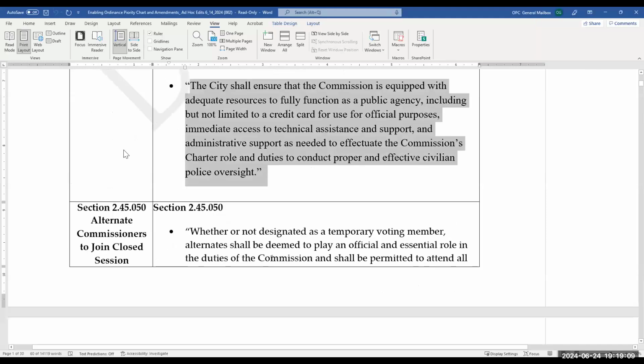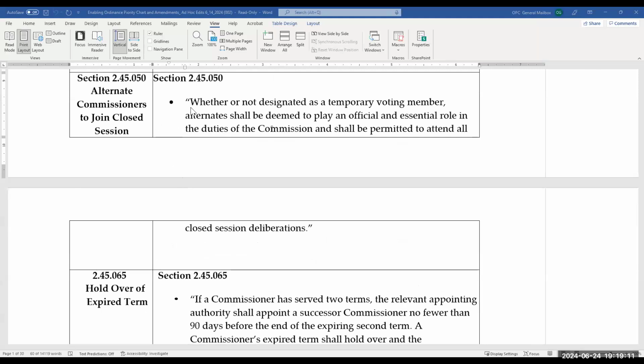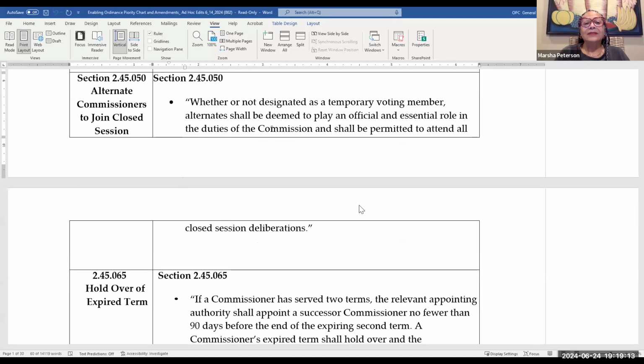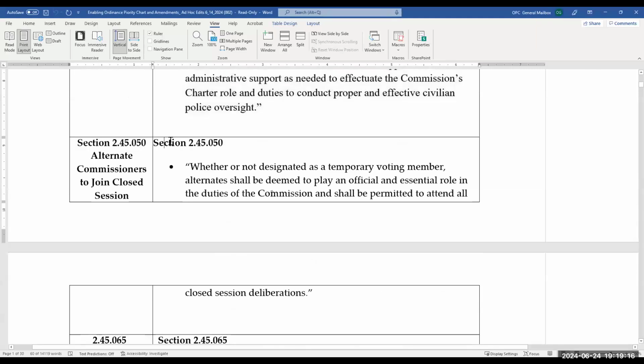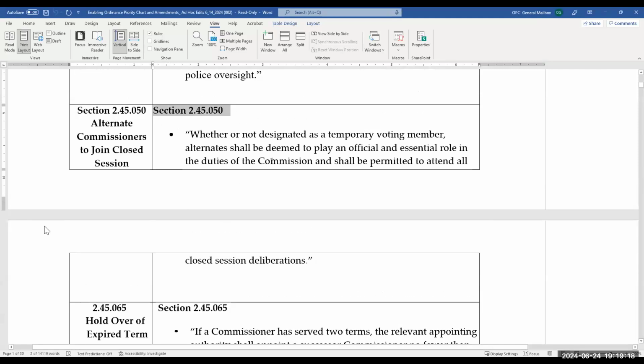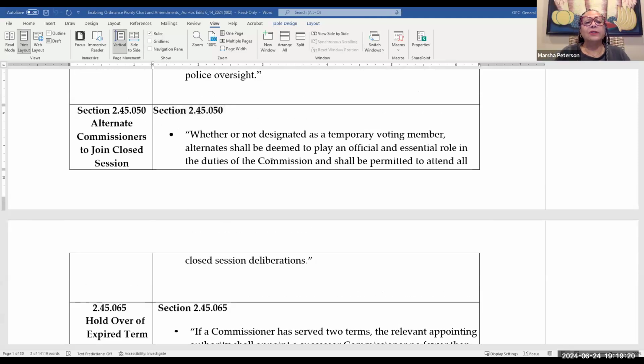Micah? Yes, you see it? No, you scroll down. It's right there. Okay. Section 245.050. Alternate commissioners to join closed session. Whether or not designated as a temporary voting member, alternates shall be deemed to play an official and essential role in the duties of the commission and shall be permitted to attend all closed session deliberations.